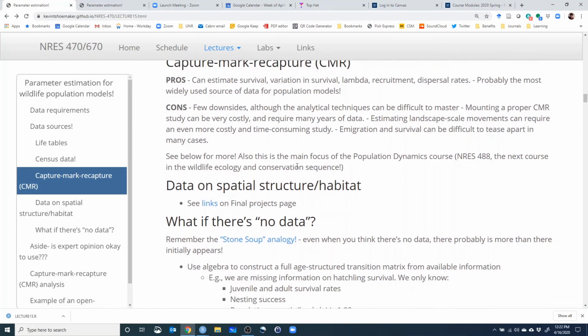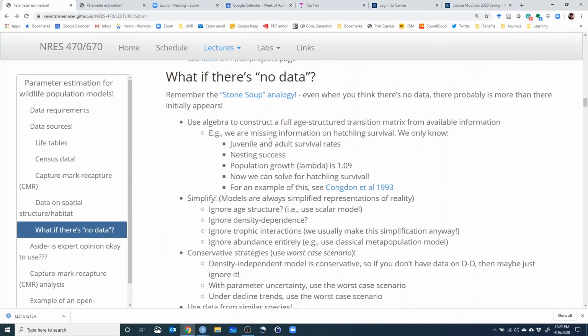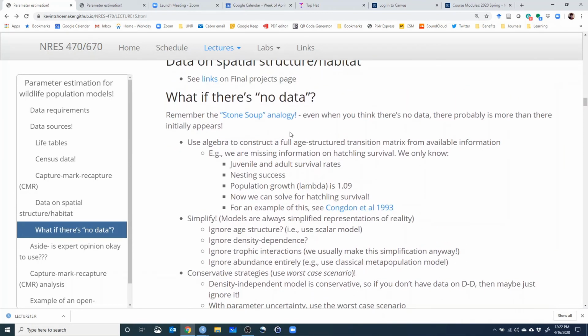But before we go on and talk about capture, mark, recapture data in more detail, I just want to talk a little bit about what to do if there is no data. So remember the stone soup analogy? Even when you think there's no food, nobody has any data, there's probably more than initially appears.